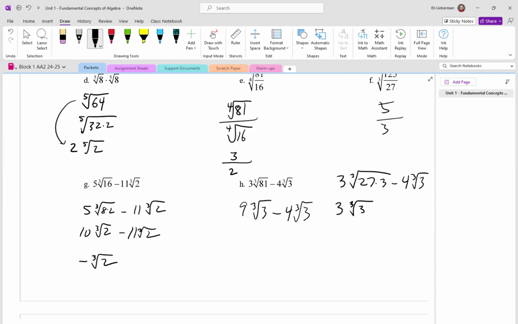This is just 3 times the cube root of 27 times the cube root of 3 minus 4 times the cube root of 3. This is me showing every single step. 3 times 3 times the cube root of 3. You show what you need to show to make it right. Then proceed with that answer, which is equal to 5 times the cube root of 3. Are you feeling good? Ish?